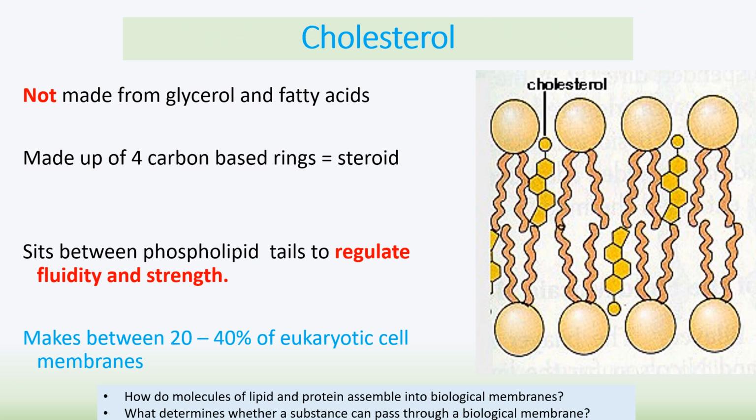Now, cholesterol, as we've talked about previously, is important in this as well. So cholesterol is not the same as a normal lipid. It is based as a lipid, but it's made of 4 carbon rings, as you can see in this diagram, and it basically sits between the phospholipid tails, regulating fluidity and strength, and it makes approximately 20 to 40% of eukaryotic cell membranes. Again, different amounts depending on the conditions that that organism is living in.